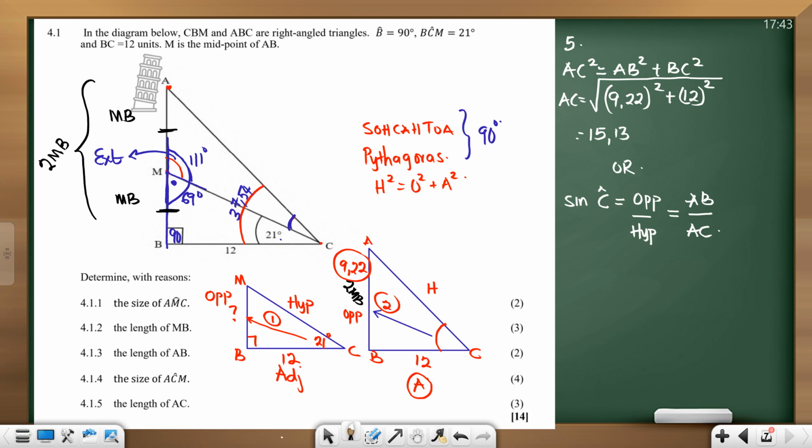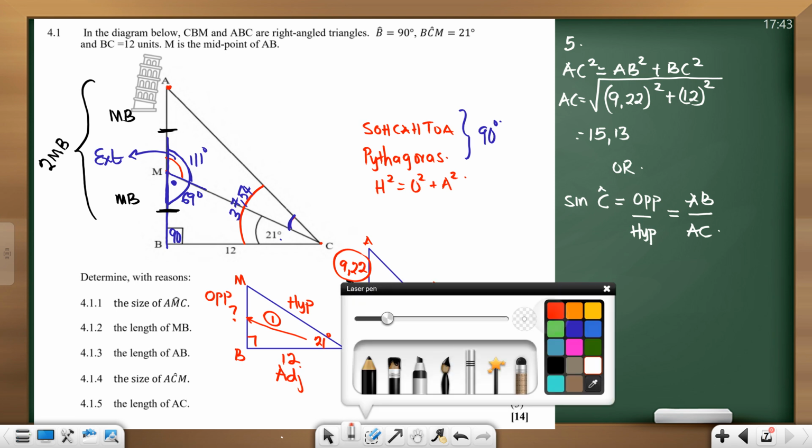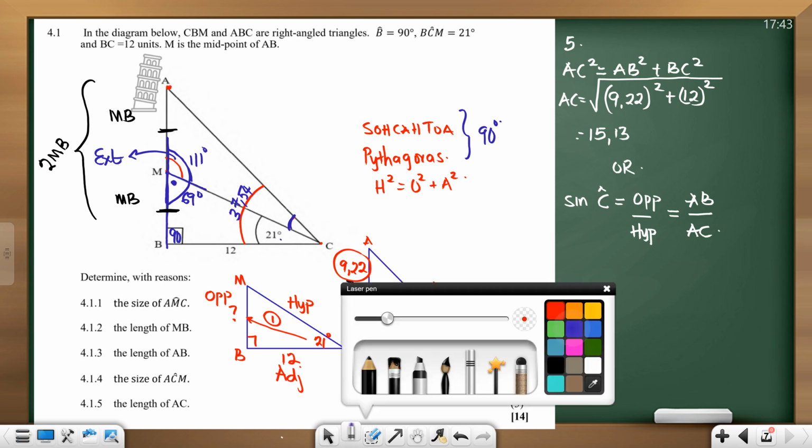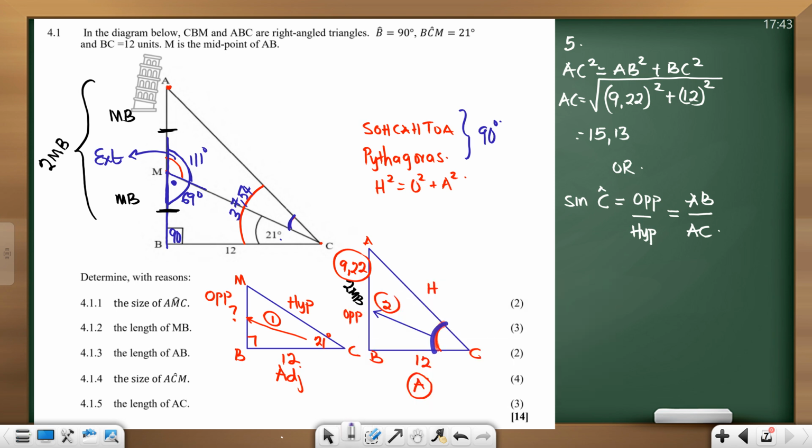All right, I'm using this triangle. Let me show you what I'm saying. So I'm using this angle C. Let's use blue so you can see where I am. It's C, so opposite over hypotenuse. My opposite is AB. My hypotenuse is AC. Let's see the answer we're going to get.